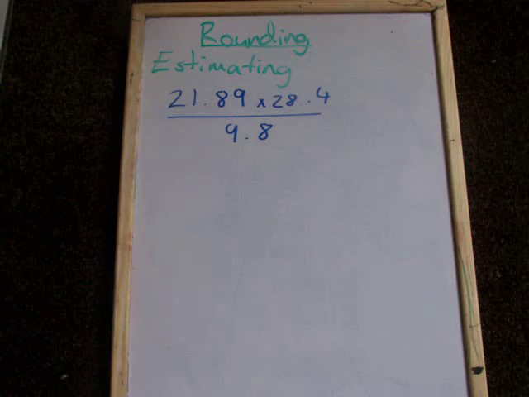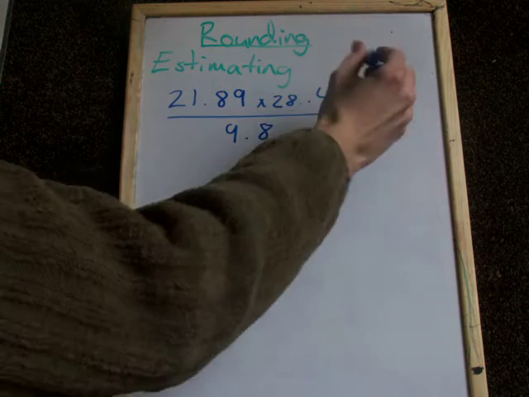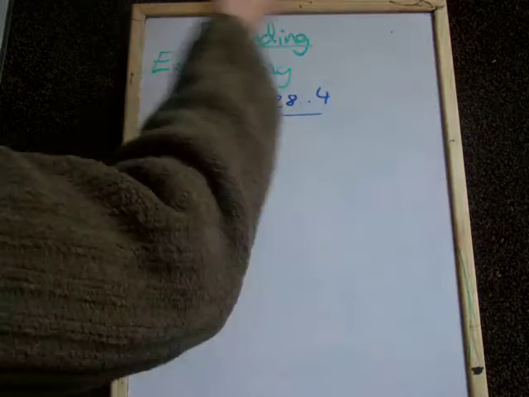Right then, rounding and estimation. For D grade material, this is the sort of question you'll be given for an estimating question. The idea is that you'd be able to do this with a calculator, but if you didn't have a calculator, you'd have to be able to do it in your head, which means you need to make the numbers simple.